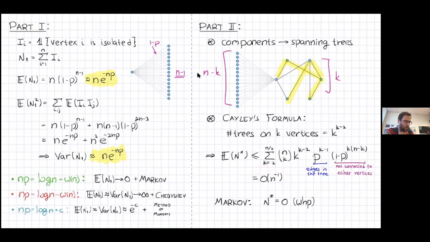So it goes to 0. And then again, you calculate the expectation, and Markov's inequality tells you that with high probability, N star is 0, namely there's nothing but the giant component that has almost all the vertices and the isolated vertices, and nothing in between. So this is very briefly the proof for this fundamental result by Erdős and Rényi for the G(n,p) graph.